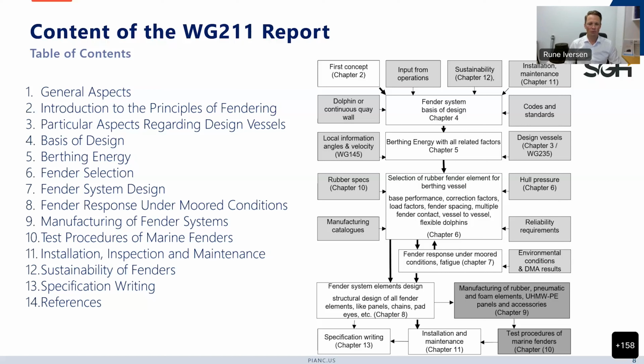We're looking at the basis of design chapter. What parts do you need to consider when you're designing a fender system? Fender selection, fender system design. How do fenders respond to moored conditions? Manufacturing of fenders, important, and also how they're tested. Installation, inspection, and maintenance. Sustainability is actually a new thing that we have considered here, and we got some good information in that chapter as well. Specification writing, and then of course the references. And on the right, you can see a draft of a flow chart we have for how to properly design a fender system.